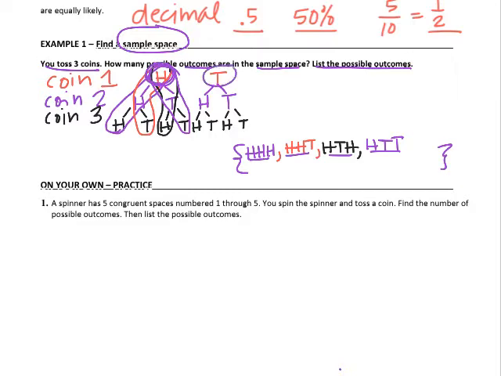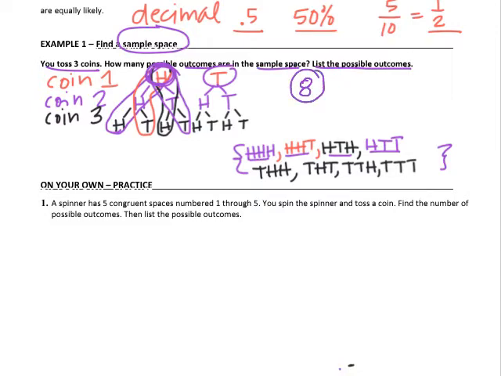What if I got tails the first time? Well, there's these other 4 paths, and I'm just going to write them in. All right, so I have those written in, and there are a total of 8 different possibilities. So the total number of possibilities or outcomes is 8. And here's our sample space. This sample space lists all 8 of those possibilities.